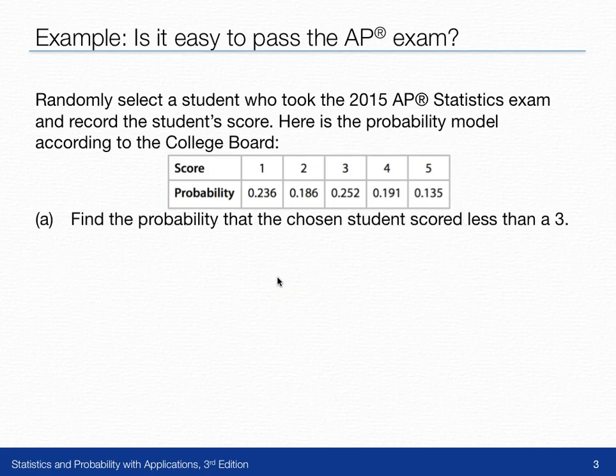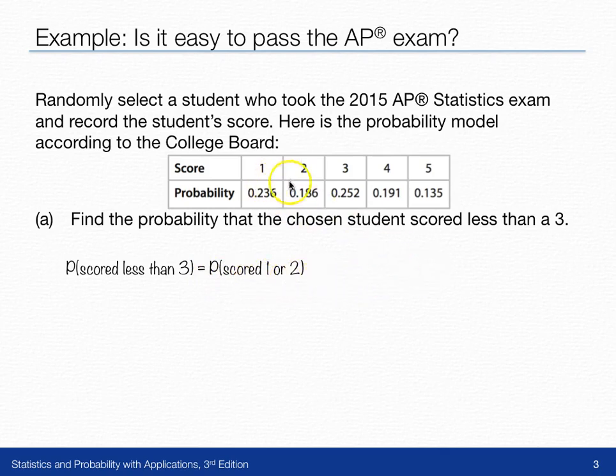In this question, we want to find the probability that a student that we select scored less than a 3. That means did not earn a passing score. So the probability that a student earned less than 3 means the same thing as the probability that they scored a 1 or a 2.